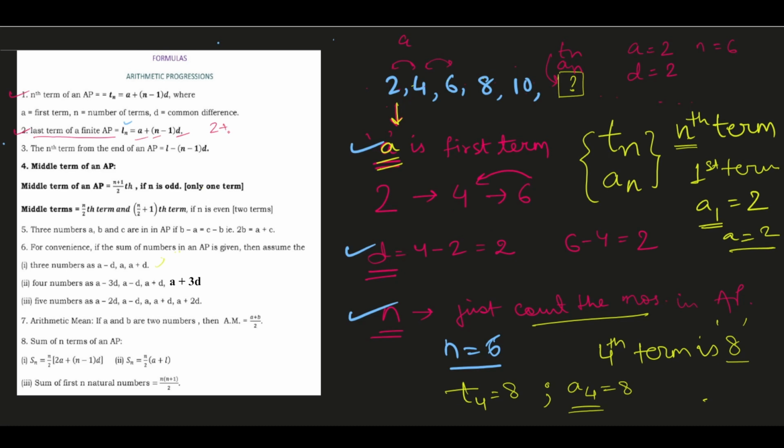A is 2, N is 6. So 6 minus 1. Then D is also 2. So 6 minus 1 is 5, into 2, plus 2. So it is 10 plus 2, that is 12. And that's what we had previously. So this box will have what? Number 12. So this is the way we calculate. This was for the last term of a finite AP.